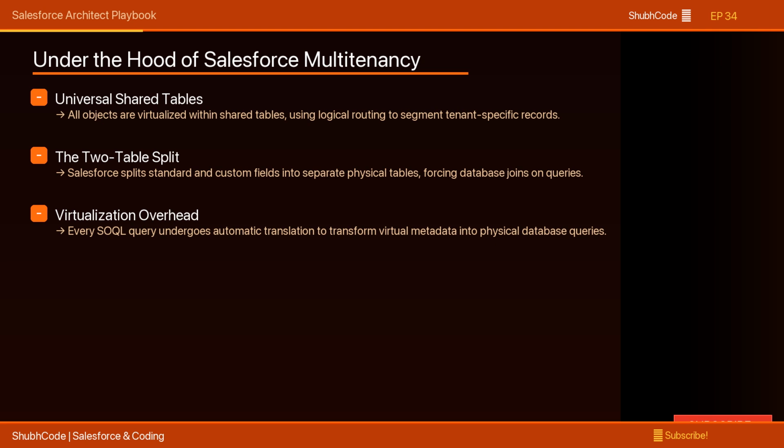This virtualization layer is extremely flexible, but it introduces a CPU and I/O overhead when dealing with millions of rows. As architects, we must understand that our code does not talk directly to a clean, isolated physical table. Instead, it interacts with a highly sophisticated abstraction engine that requires specialized optimization strategies to maintain sub-second performance. When you query a standard field and a custom field together, Salesforce is secretly stitching these tables back together, which can degrade performance under heavy load.